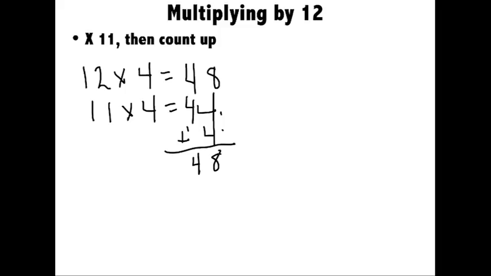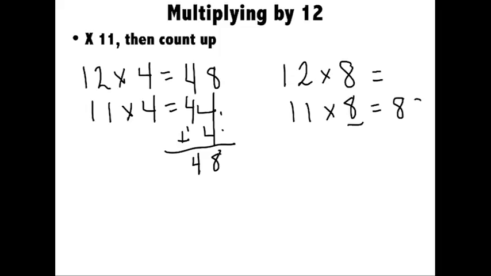Let's do one more example. 12 times 8. Let's say I don't know 12 times 8. I might know 11 times 8 because I know my 11 trick would just mean double the factor, which is 88. 11 times 8 is 88, and now I only have to add one more 8 to that to get me 12 8s all together. 8 plus 8 is 16, carry my 1. 1 plus 8 is 9. 12 times 8 is 96.